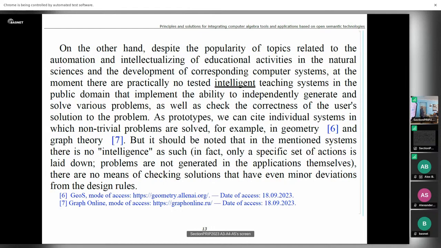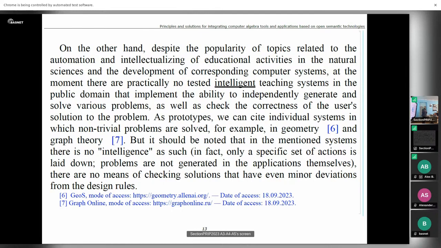Why is this? Because both of us work in universities, so we work with students, and we have good experience in teaching. According to our department, we also have good experience in development of intelligent teaching systems in different spheres: in geometry, in graph theory, physics, and so on.